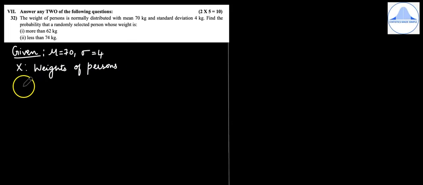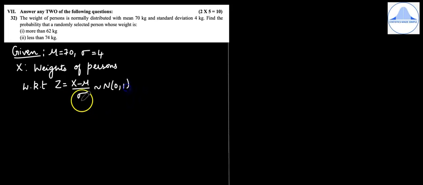Next, define Z. We know that Z is equal to X minus mu divided by sigma, and it follows normal 0, 1. So we know that Z is called a standard normal variate. Now start with the first subdivision. Subdivision A, consider probability of X greater than 62.